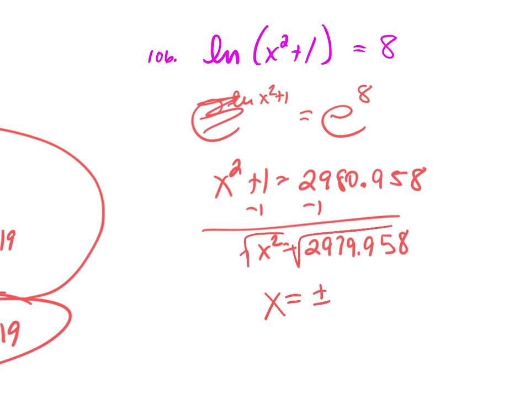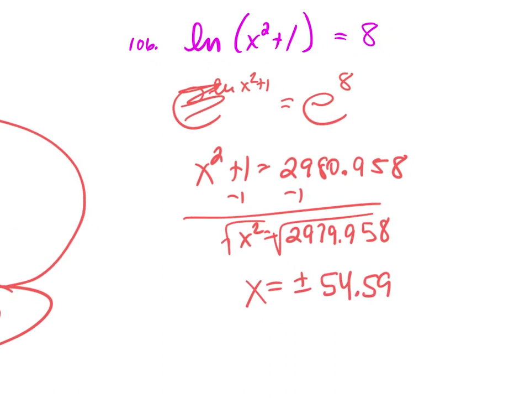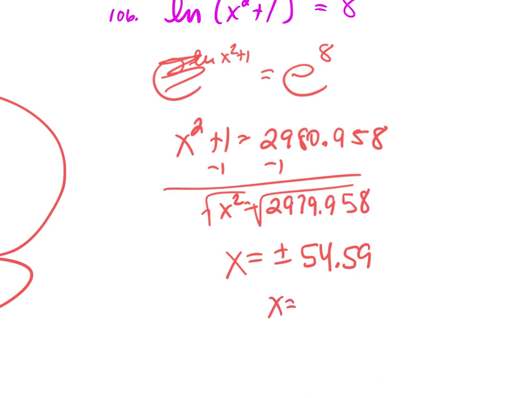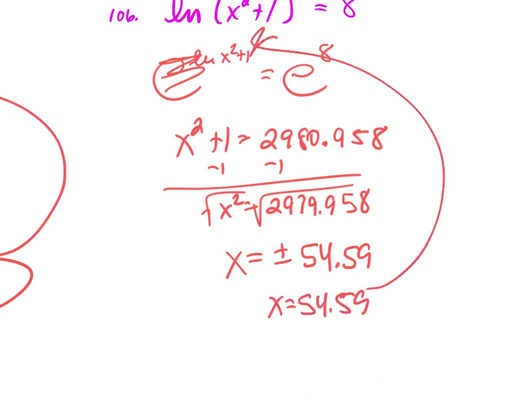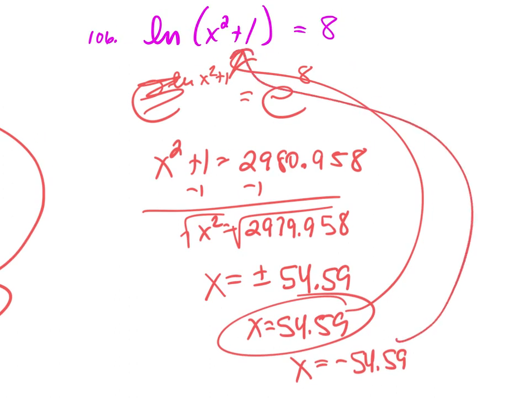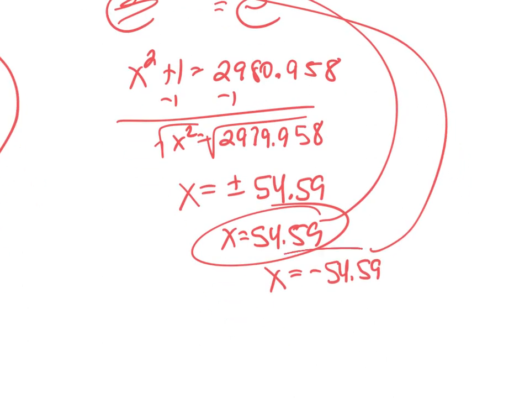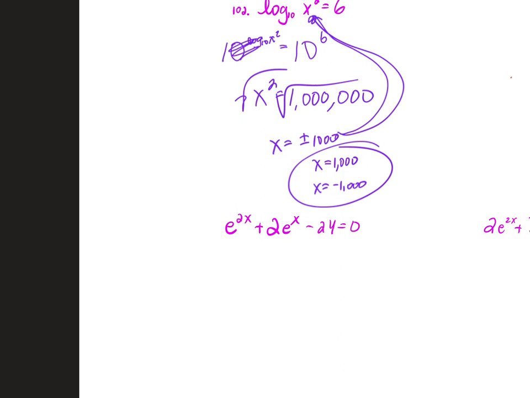Remember, plus or minus 54.59. If I take positive 54.59 and plug it in here, and I square it, positive value, good to go. If I take x equals negative 54.59, plug it in here, square it, positive answer, we're good to go. Always, guys, you've got to check.